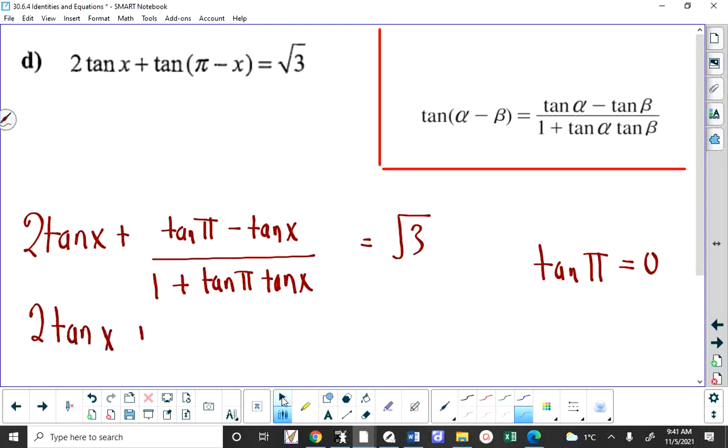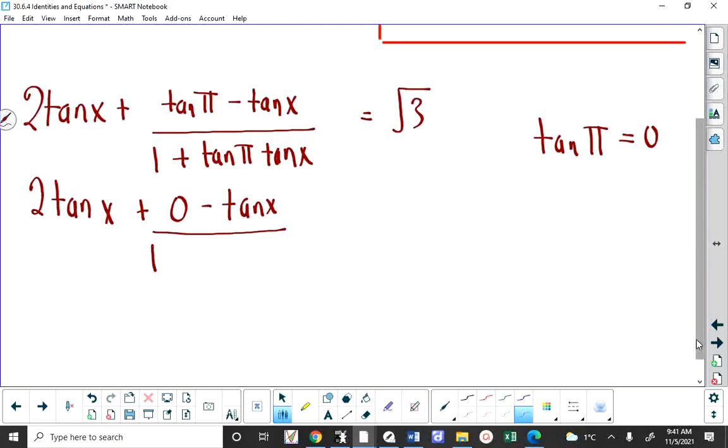You have tangent of x plus 0 minus tangent of x over 1 plus 0 times tangent of x. And this is equal to root 3. And I'm glad you asked about this question, because as much as I went on a few minutes ago about the unit circle and not talking about reference angles, tangent is maybe an exception to that rule. Okay?